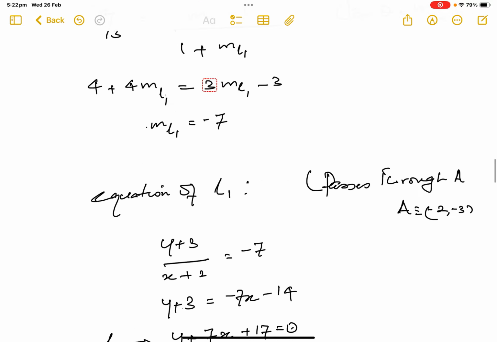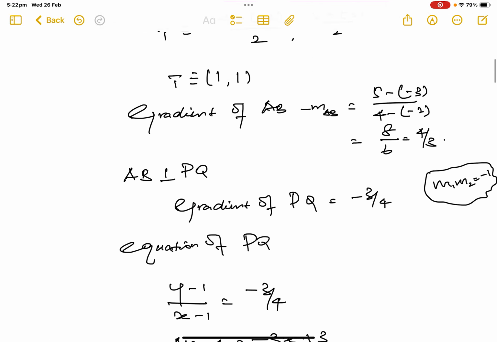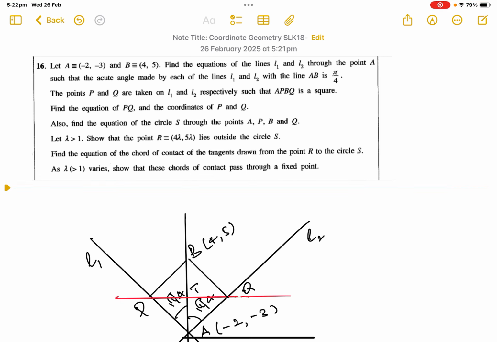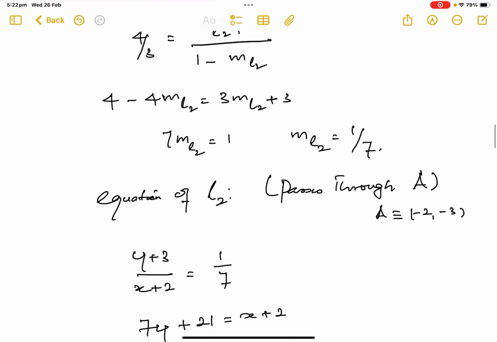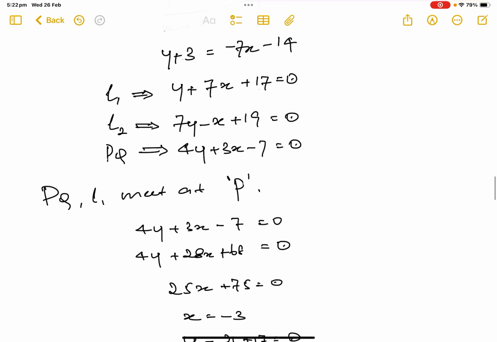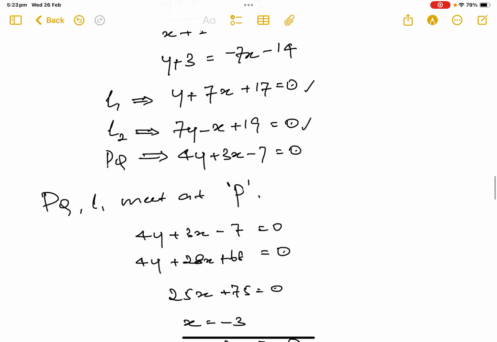And PQ. We haven't found the coordinates of P and Q, but the equation of that, where is it? Okay, yeah. The points P and Q are taken on L1 and L2 respectively. How did they ask us to find the L1 and L2 angle? No, they haven't actually given the equations of L1 and L2, but we do need them. So we just found those equations: L1, L2, and PQ.